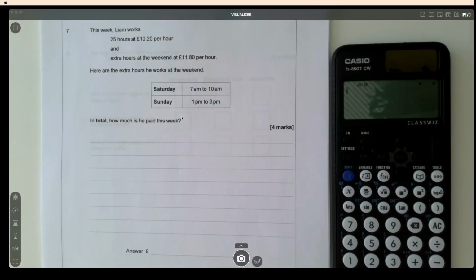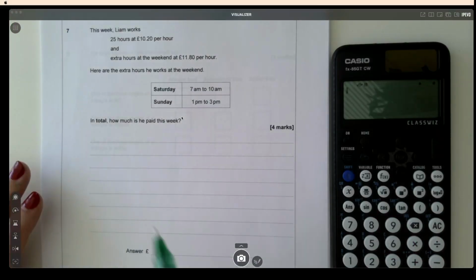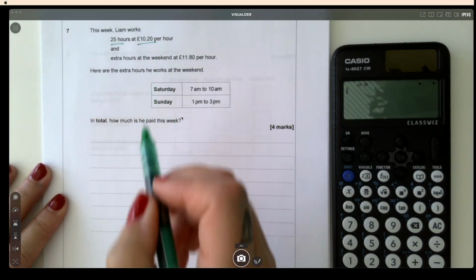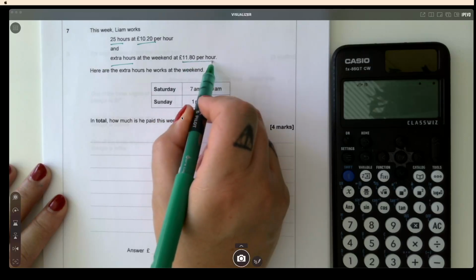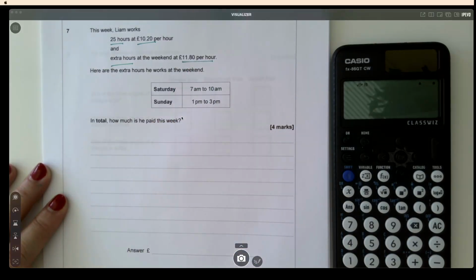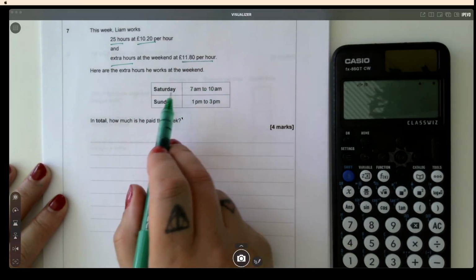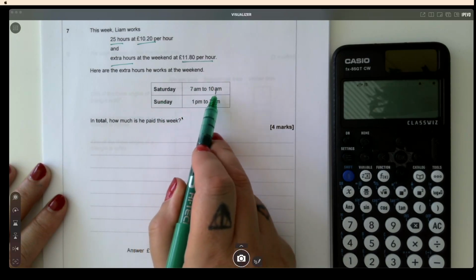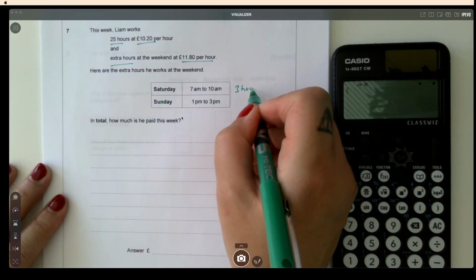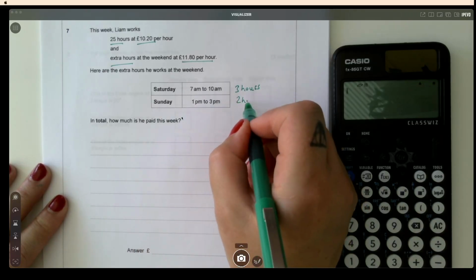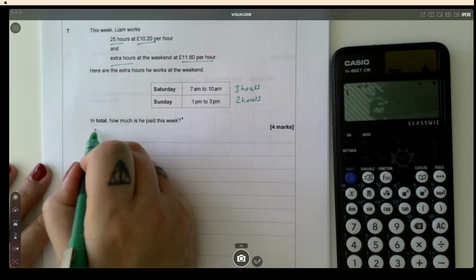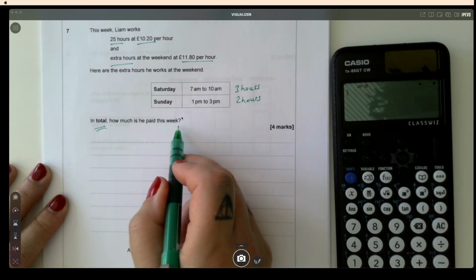Question 7. This week, Liam works 25 hours at £10.20 per hour and extra hours at the weekend at £11.80 per hour. Here are the extra hours he worked at the weekend. So he worked Saturday from 7 a.m. to 10 a.m. So that's 3 hours. And then Sunday 1 p.m. to 3 p.m. So that's 2 hours. In total, how much is he paid this week?